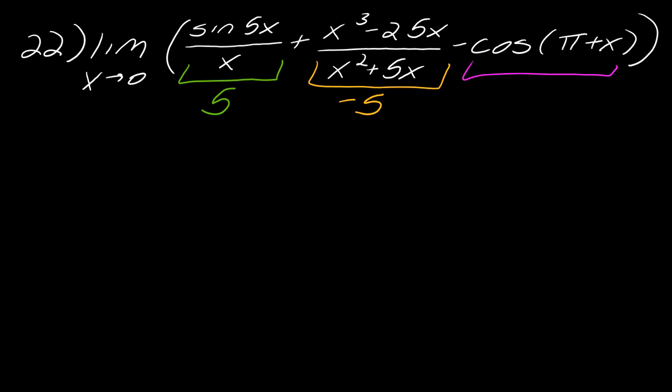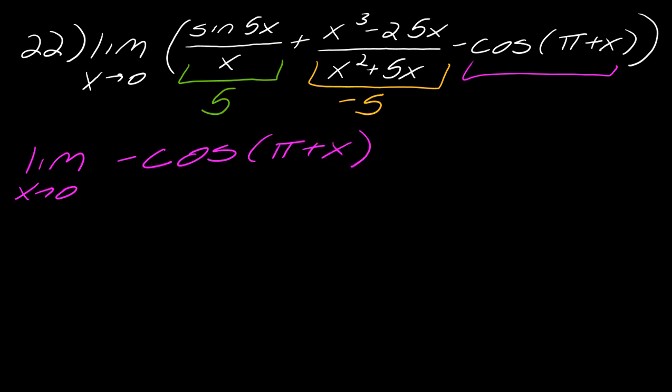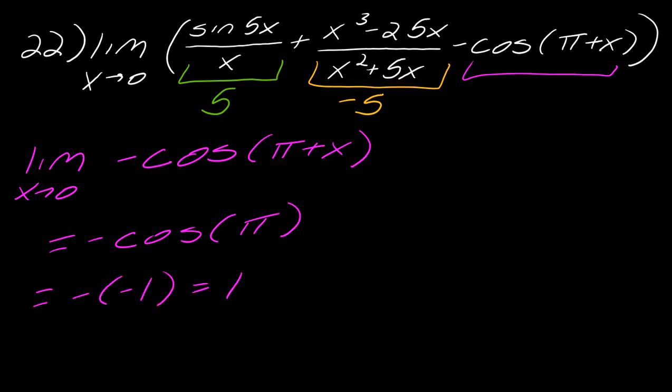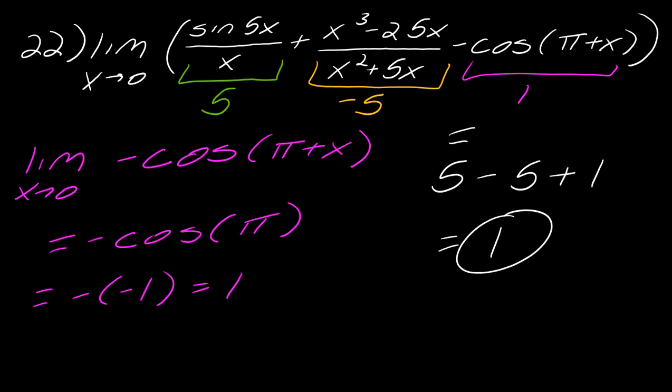And now working on the last part, the pink part. The limit as x approaches 0 of negative cosine of pi plus x. Notice I brought the negative along. For this one, I can just plug in the 0. So this becomes negative cosine of just pi. And the cosine of pi is negative 1, so this ultimately equals 1. Okay, so then I've got all the pieces of my limit. At the end of the day, this entire limit equals 5 minus 5 plus 1. So we did all that work just to get 1.